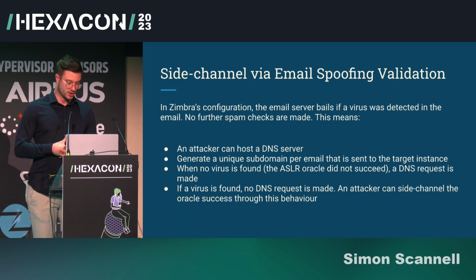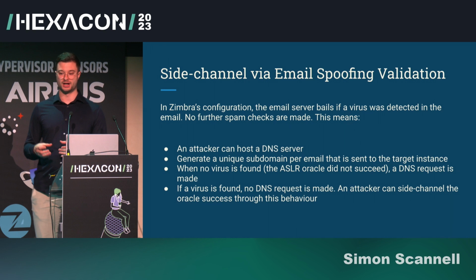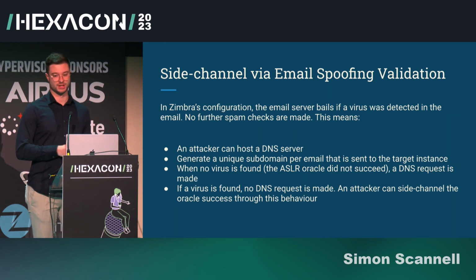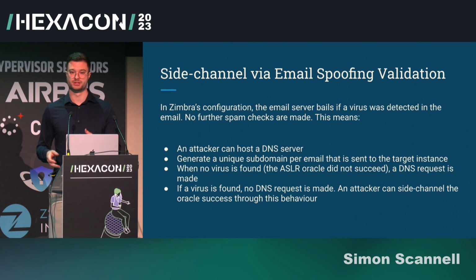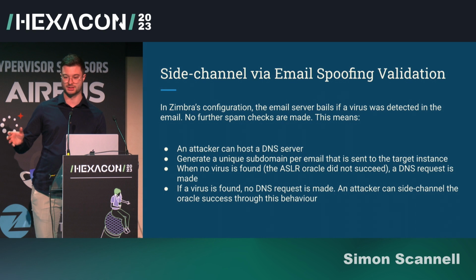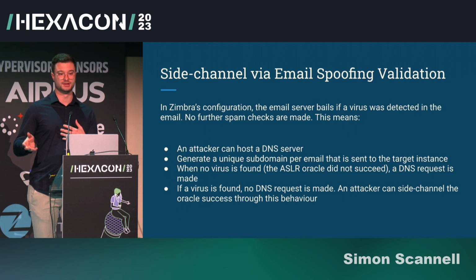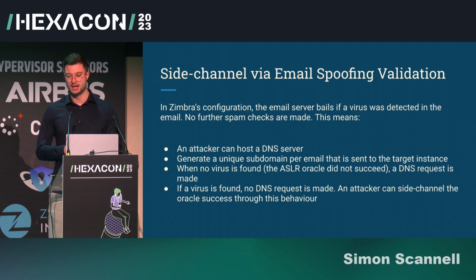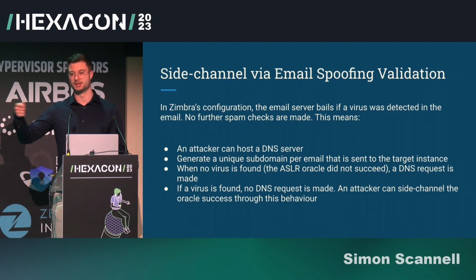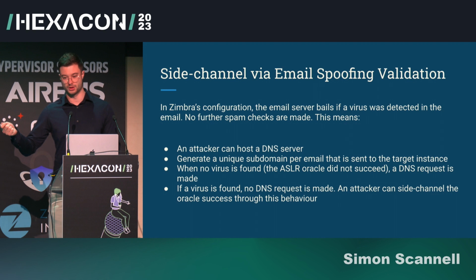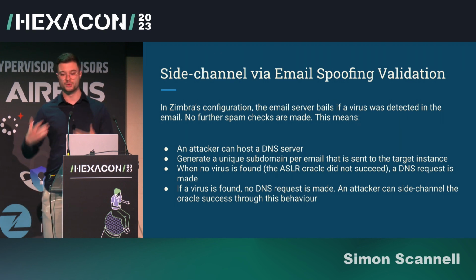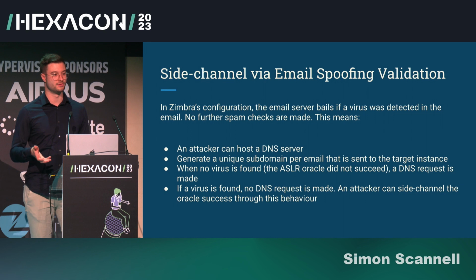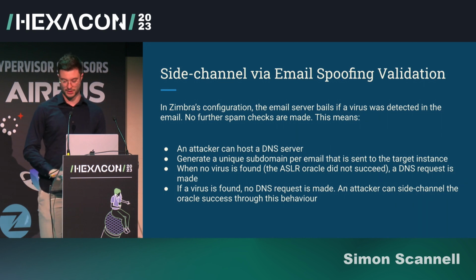In Zimbra's configuration, the email server bails if a virus was detected in the email, and then no spam checks are made. So an attacker can host a DNS server and generate a unique subdomain per email that they send to the target instance. When no virus is found, which means the oracle did not succeed, a DNS request is made because it didn't bail from the spam check. That's how, when you receive the DNS request, you know the oracle was wrong. But if after some time no DNS request is ever made, we can be fairly confident that the oracle succeeded, which means the virus was found.